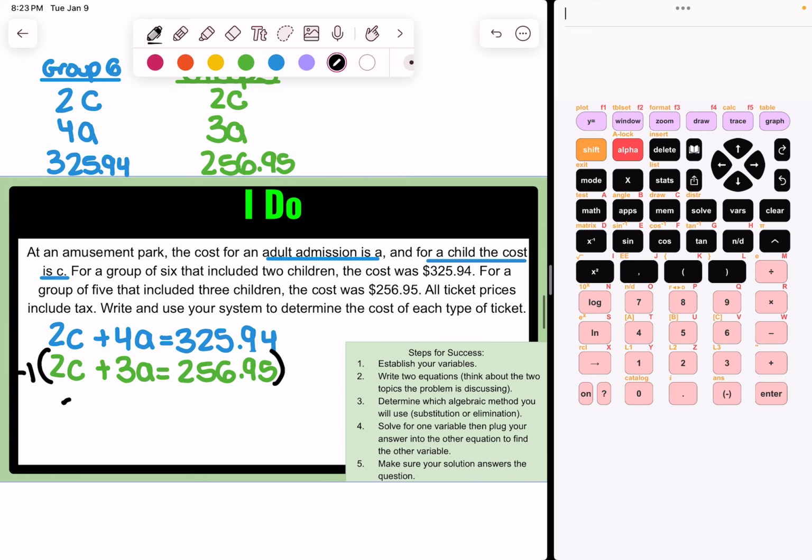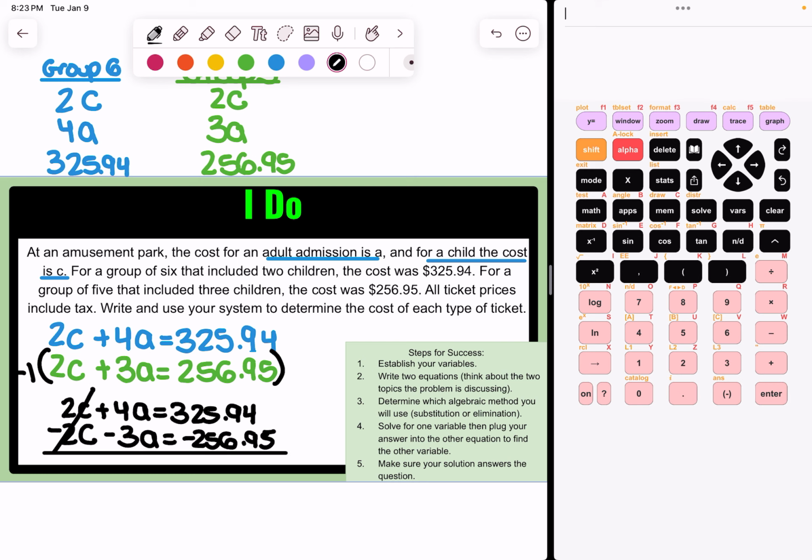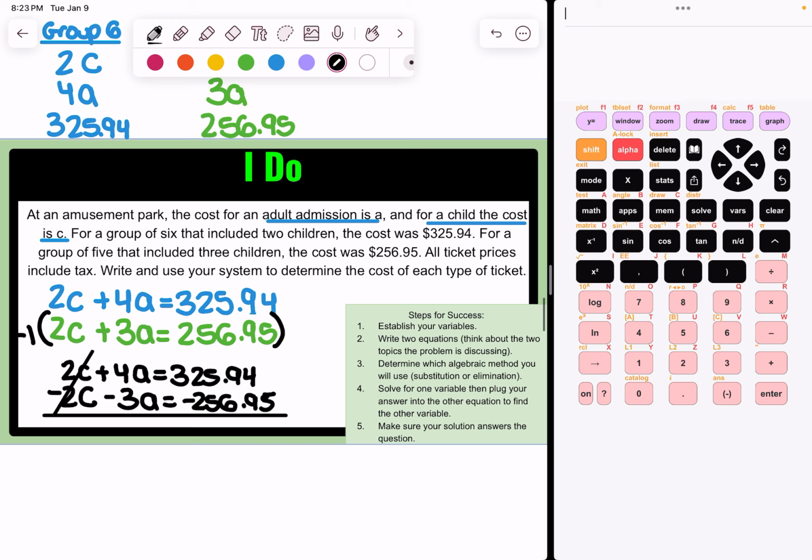So we would get 2C plus 4A equals 325.94. I left the first one alone. And for the second one, I'm just multiplying each number by a negative 1. Let's do that. 2C plus negative 2C is 0. 4 plus negative 3A is 1A. And then 325.94 plus negative 256.95 gives me $68.99. So the adult tickets cost $68.99.